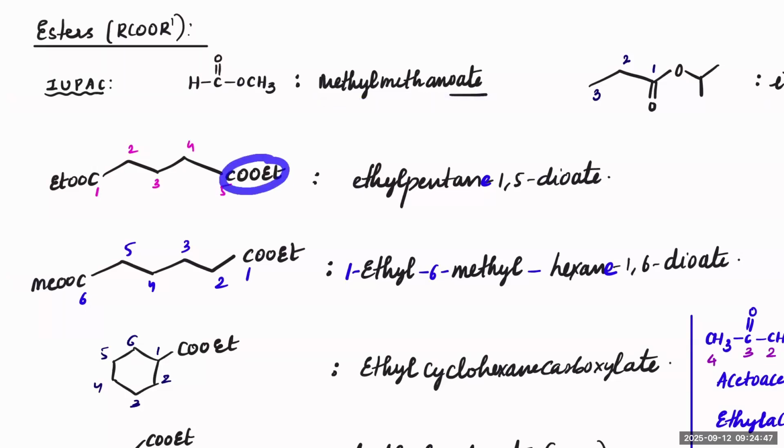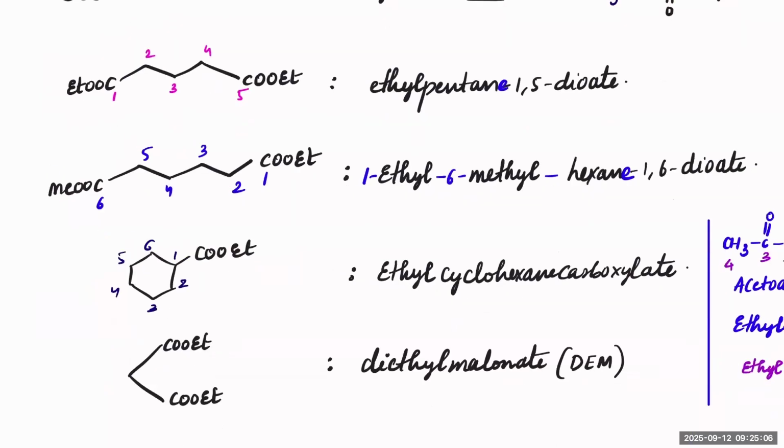If you have esters on both sides of this straight chain, then you need to mention what are the groups present at these two ends. These two are ethyls. So I can write it as ethyl pentane 1,5-dioate. In case you have ethyl and methyl, two different groups, then you can write it with numbers also, that one side we have ethyl, one side we have methyl, and it is a hexane with 1,6-dioate.